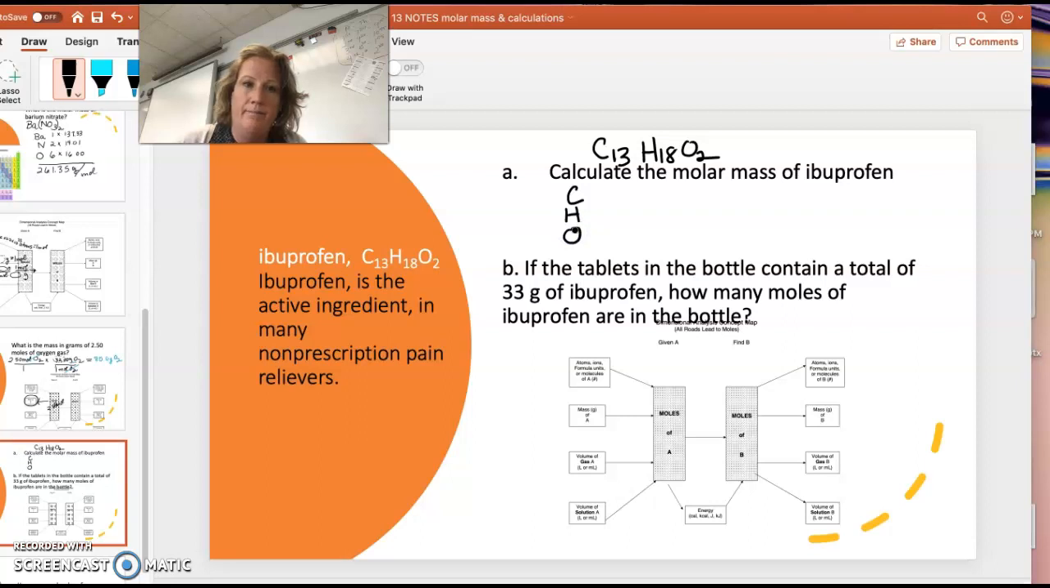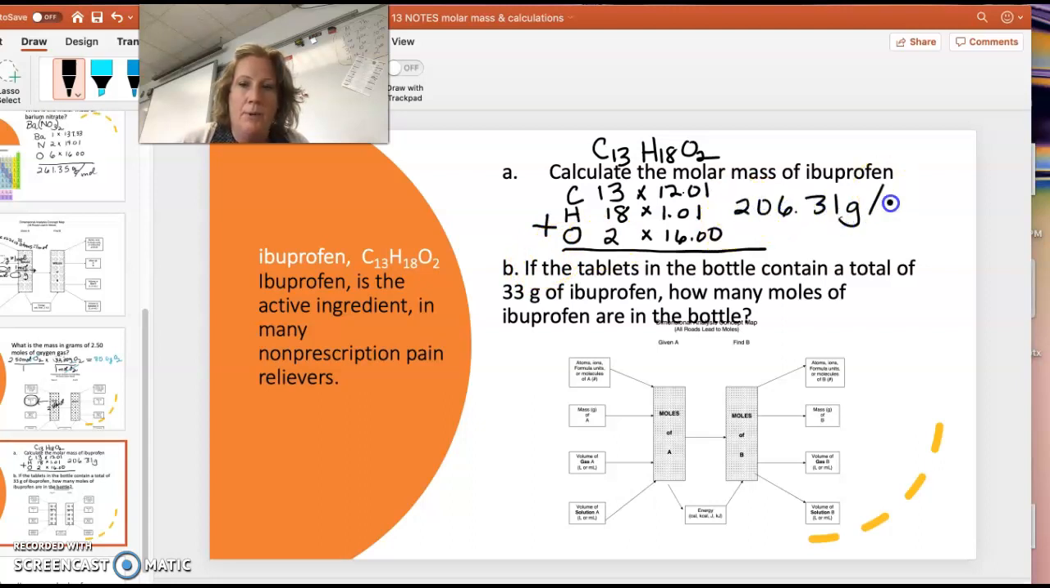the barium nitrate. So when you did your calculation, you should have done 13 carbons, 18 hydrogens, 2 oxygens. Molar mass of carbon is 12.01. Hydrogen is 1.01, oxygen is 16. So when I add those, I'm running out of room, but that's what I'm doing. I should get a mass of 206.31 grams per mole for the molar mass then of this big old ibuprofen molecule.